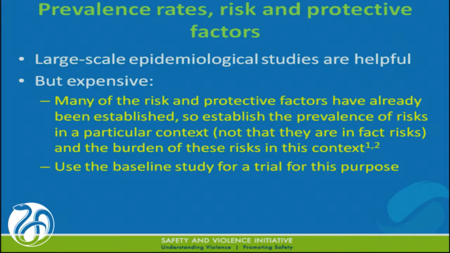But if they aren't possible, then you can use the established literature, because in many areas now, we have a good sense of what the risk and protective factors are. So for instance, we have the Lancet series on child development, which maps out very nicely what the likely risk and protective factors are to child development. We don't have to go in establishing that something is a risk or is a protective factor. We simply have to establish its prevalence in a given context. So that's what I'm advocating, is we use what we know already, and we can, in fact, cut costs by using the baseline study for a trial for that purpose, to try and identify those things.